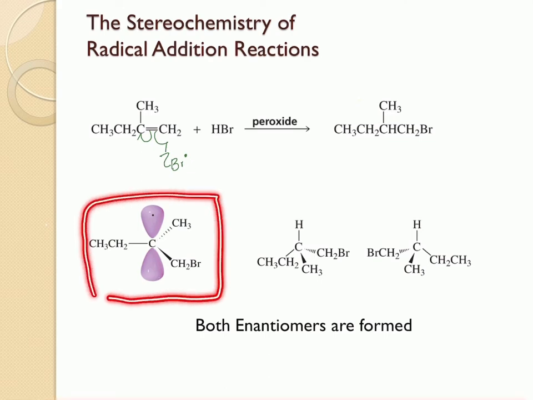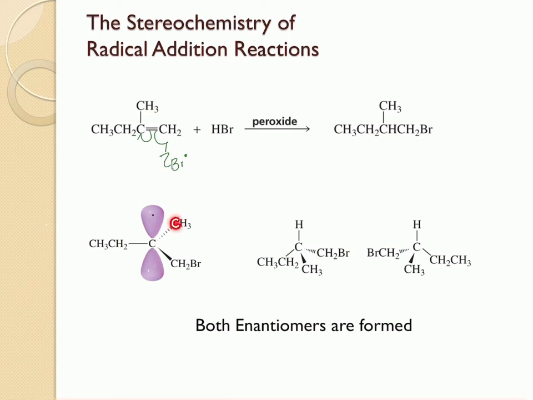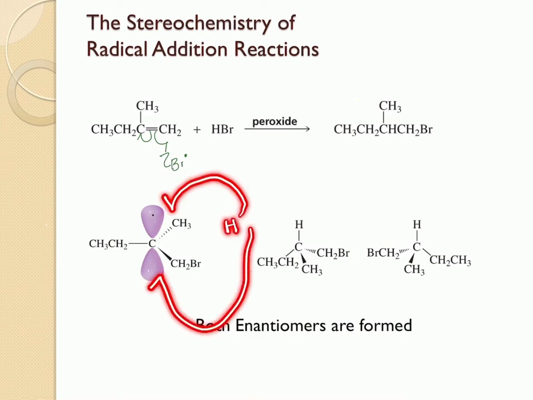And again, this radical is planar, where the atoms attached to the sp2 carbon are all going to lie in the same plane. Here is your sp2 carbon, right? Because of this, the hydrogen which is going to be added in the next step can approach this carbon from the top portion, or it can approach the carbon from the bottom portion. And accordingly, you will get a mixture of two enantiomers.